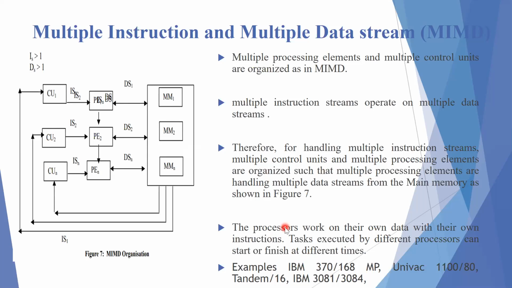So there has to be a master CPU of all, which divides the job among the n number of CPUs, which are all connected in parallel. So usually they work in master slave mode. Some examples are the IBM 370/168, then the Univac 1100/80 and Tandem 16, and the IBM 3081 and 3084 also.